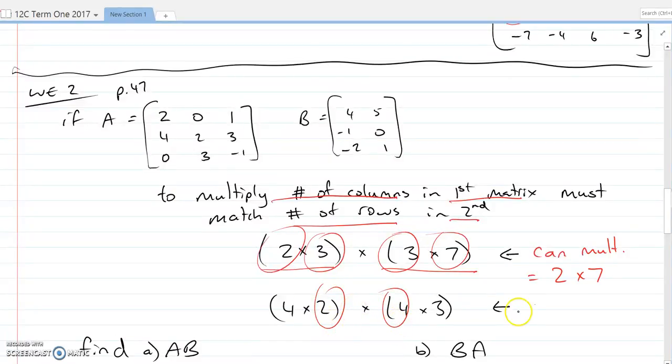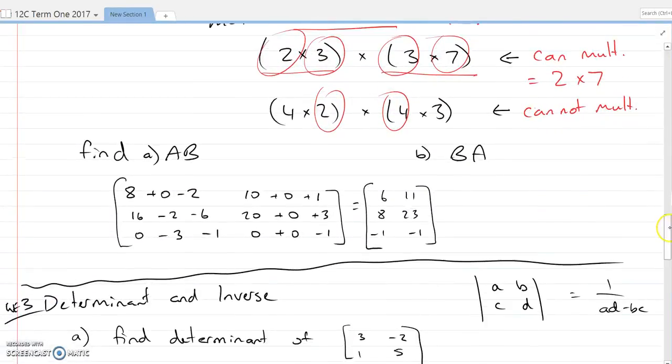This one, columns and rows don't match, so we cannot multiply. So in this example up here, A times B and B times A, can we do both of those? Well, let's see. A times B. A is a 3 by 3, rows first, columns second. B is rows first, 3 rows by 2 columns. So A times B we can do. B times A we cannot do.